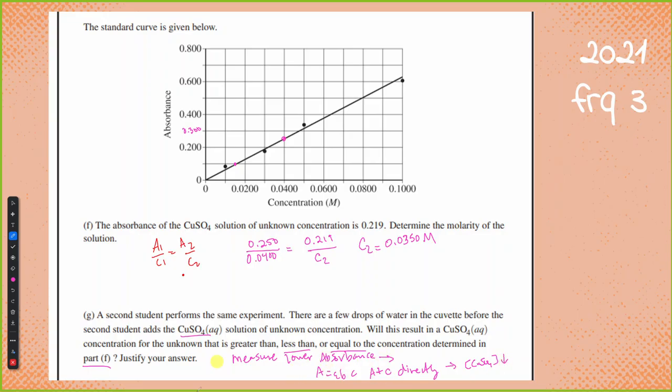And that's what you would justify your answer with, but you need to cite, don't just say it's diluted. So therefore, you need to talk about how the measured absorbance would be lower through Beer's law being directly related. Cite the equation that A and C are directly related. Therefore, the calculated concentration of your copper is going to be lower.